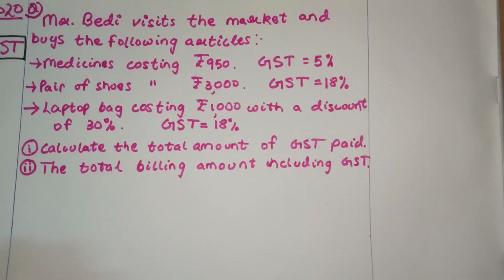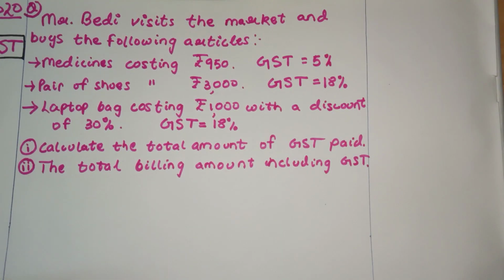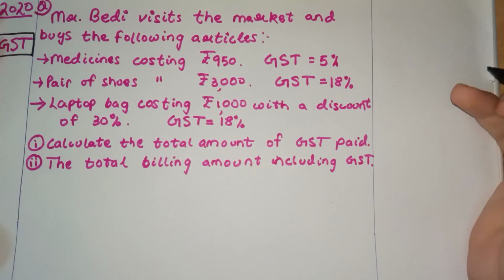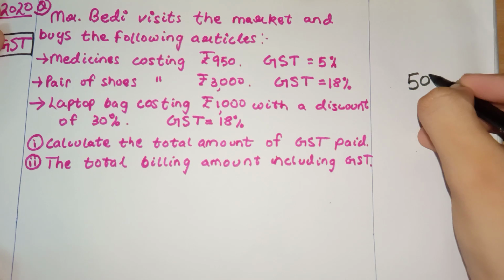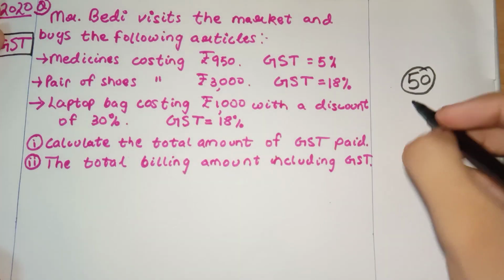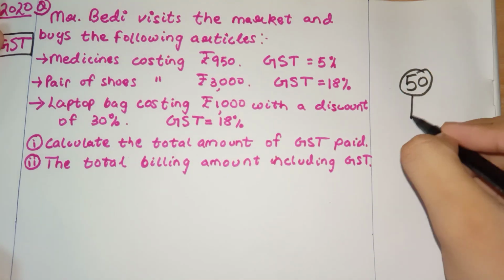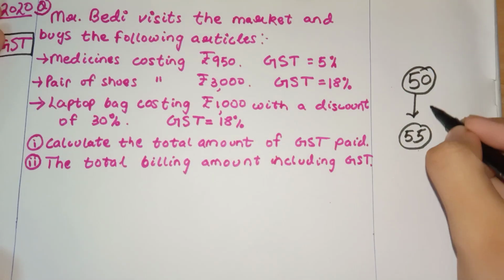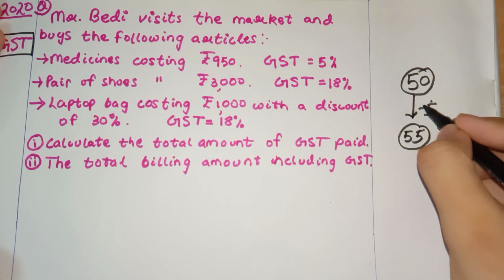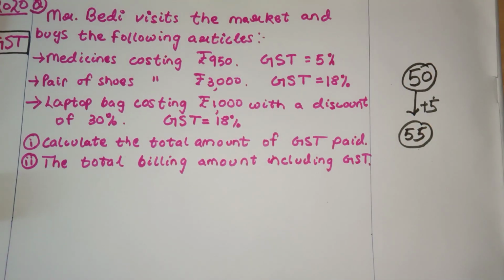So before starting this question, what is GST? Let's understand GST with an example. If you go to the market to buy a dairy milk which costs rupees 50, but the shopkeeper asks you to pay rupees 55. So from where does this extra 5 rupees come from? This is actually the tax or the GST we pay to the government.